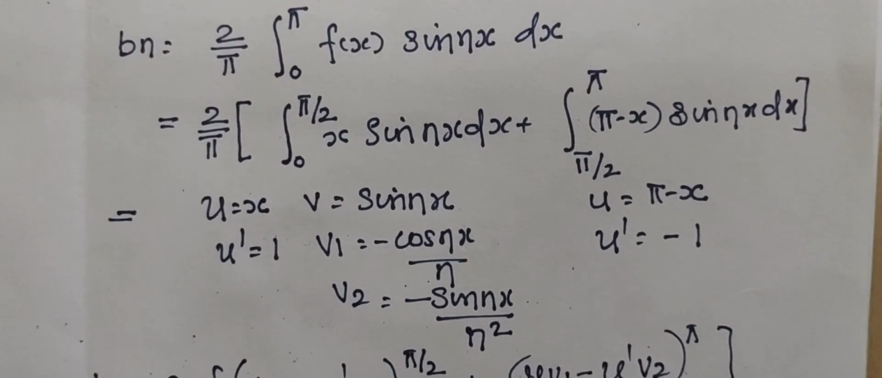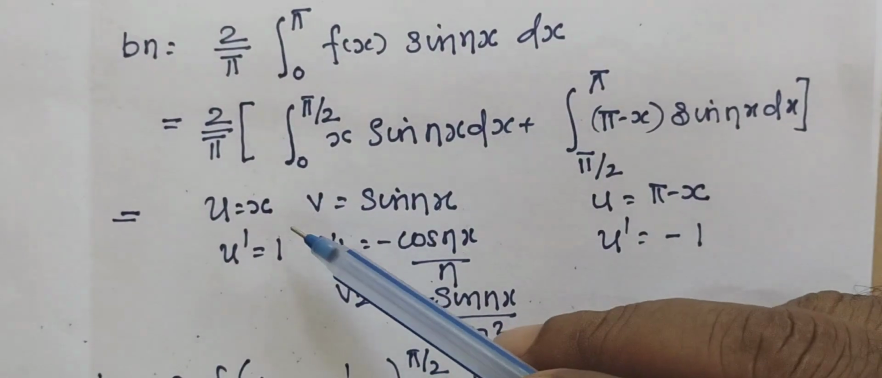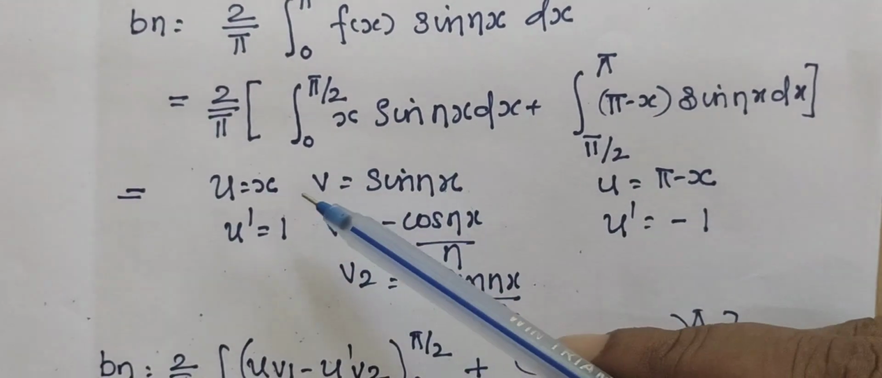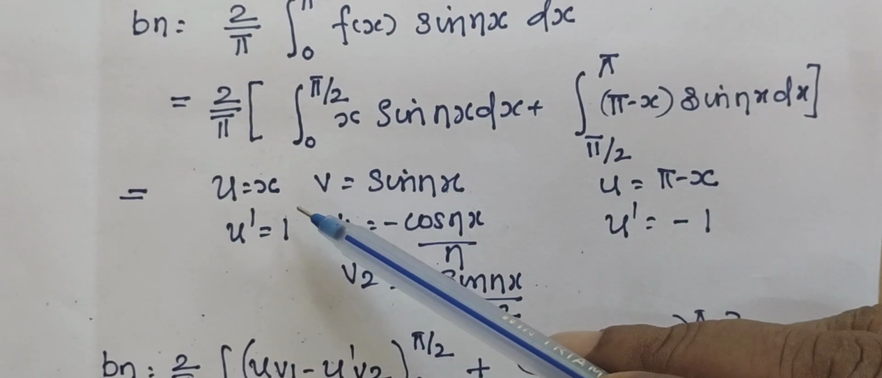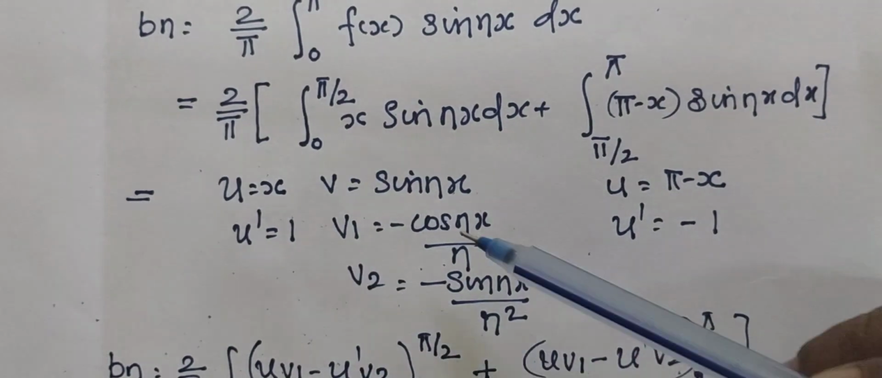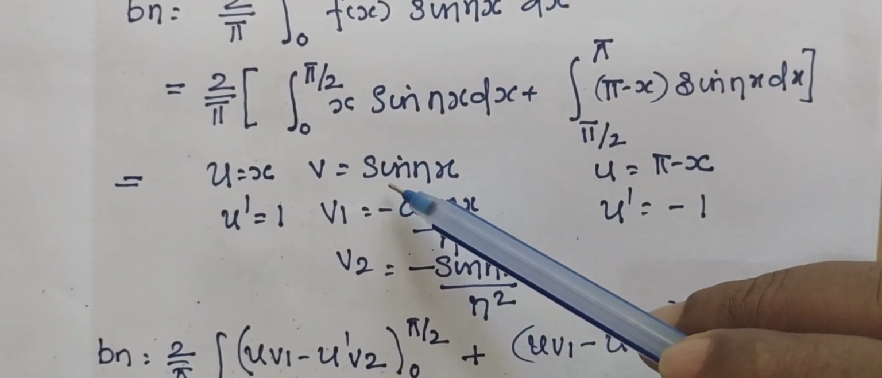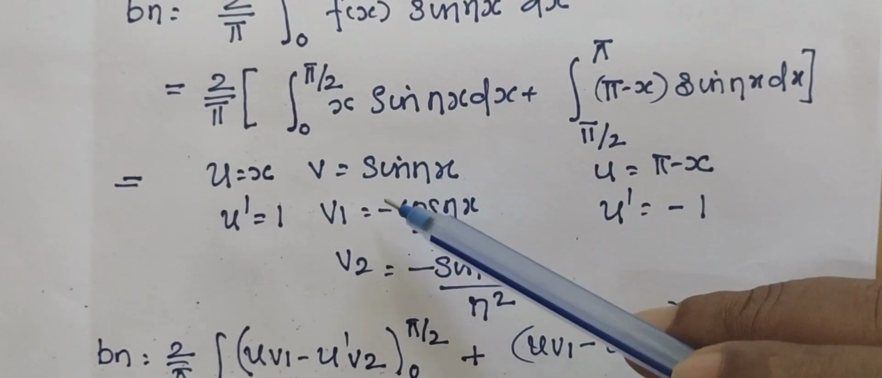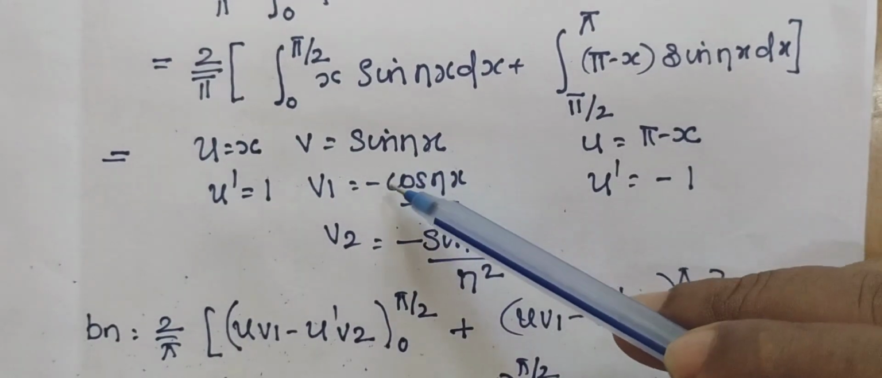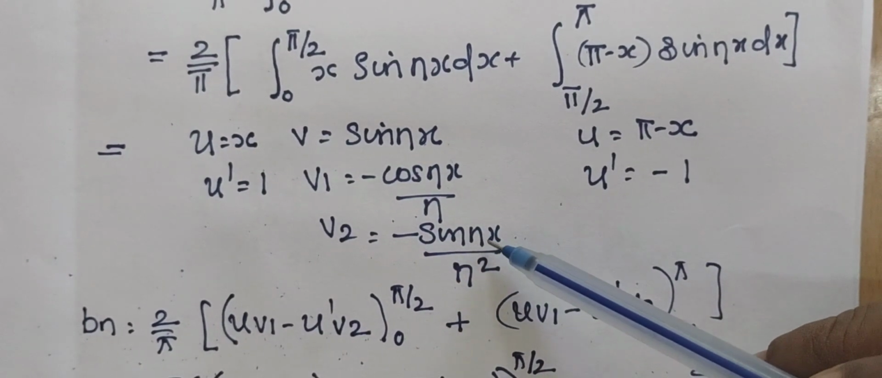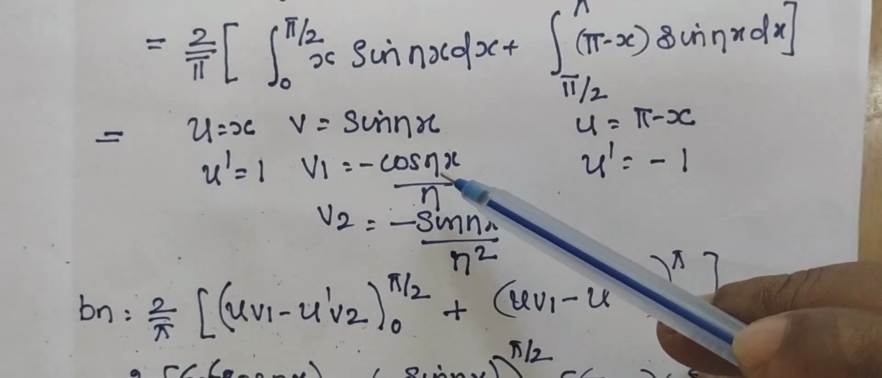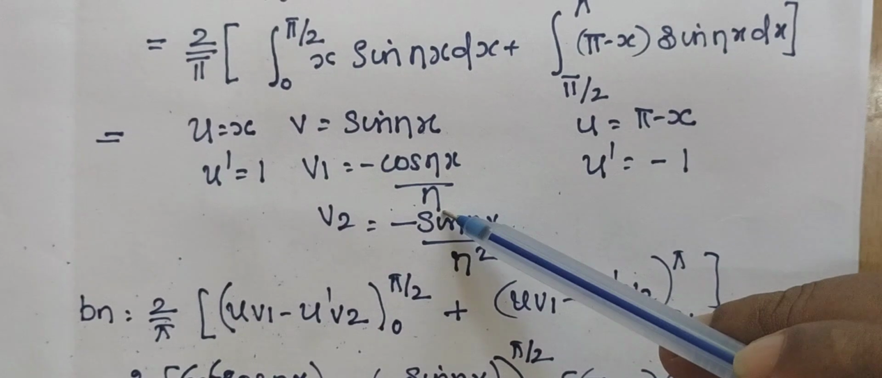Now here there are two types of function, polynomial and trigonometric. So we can use the product rule formula. For that, u is equal to x and v is equal to sin nx. The degree of the polynomial is 1, so we have to find only one derivative, u dash, that is equal to 1. The integration of v is v1, that is minus cos nx by n. Again, integrating cos nx gives sin nx, so v2 is minus sin nx divided by n square. With each integration, we get one more n in the denominator.